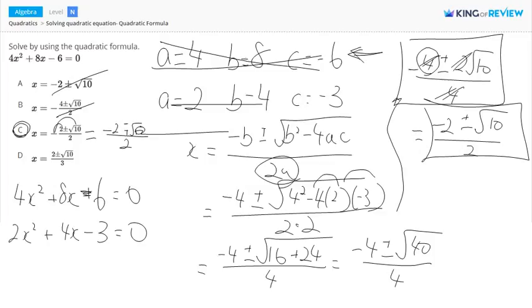Option D says 3 on the bottom, but actually we did 2a and our a was 2, so we should be getting something like 4 or 2, even if it's simplified, or 1. Therefore, this is wrong. And that's why our answer to this question is C.